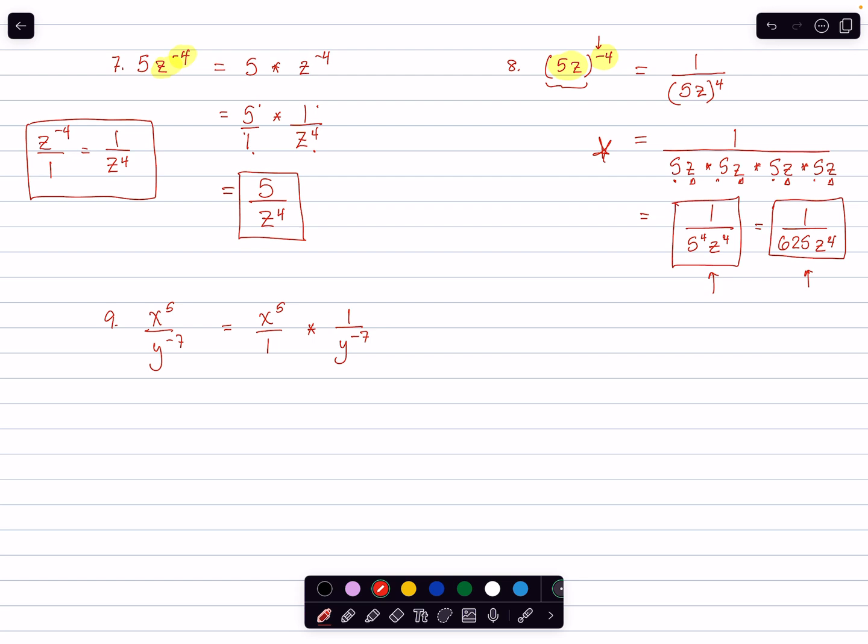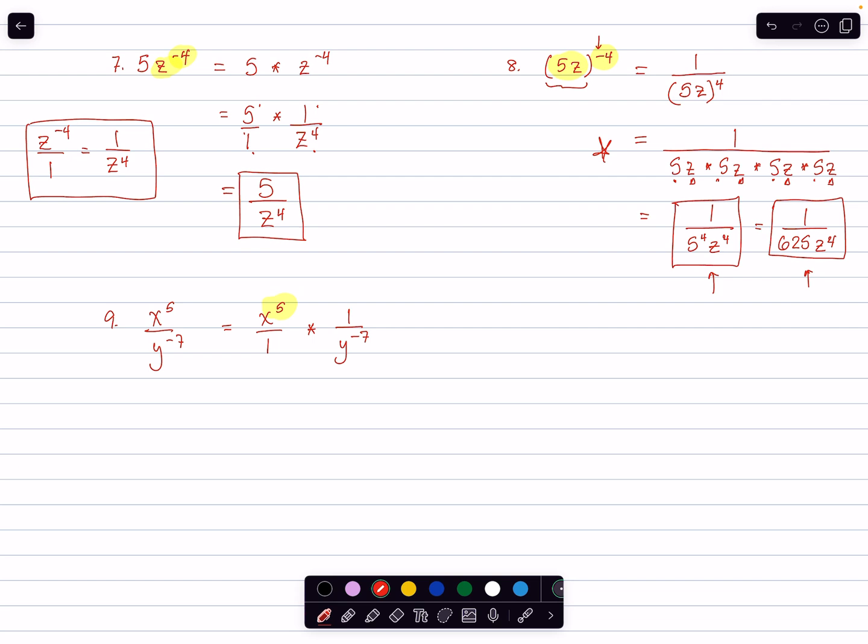Now let's take a look at what I need to do here. This x to the 5 over 1, because this is a positive exponent, it's not telling me to do anything special with the x except to multiply it by itself 5 times. So I don't really have to do much with anything here. If I multiply x to the 5th times 1, that's all I need to do.